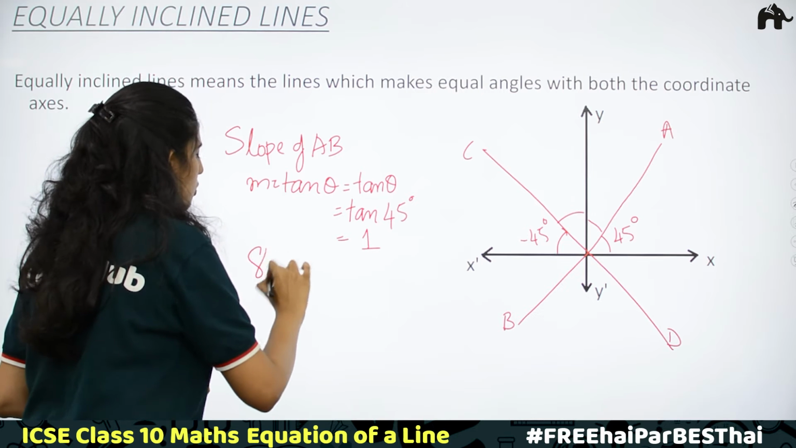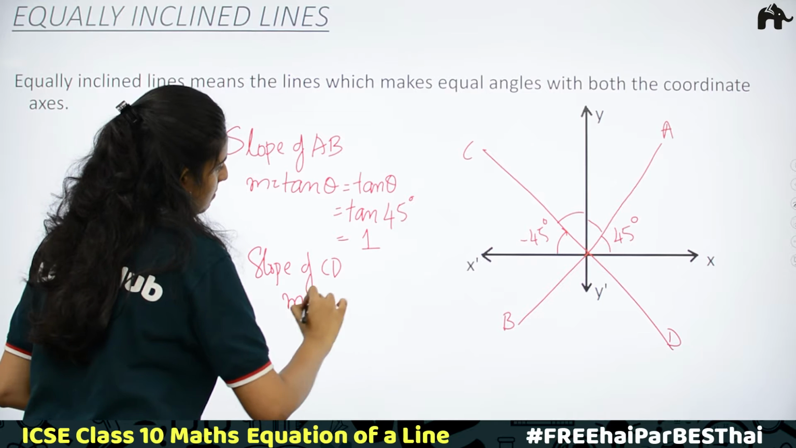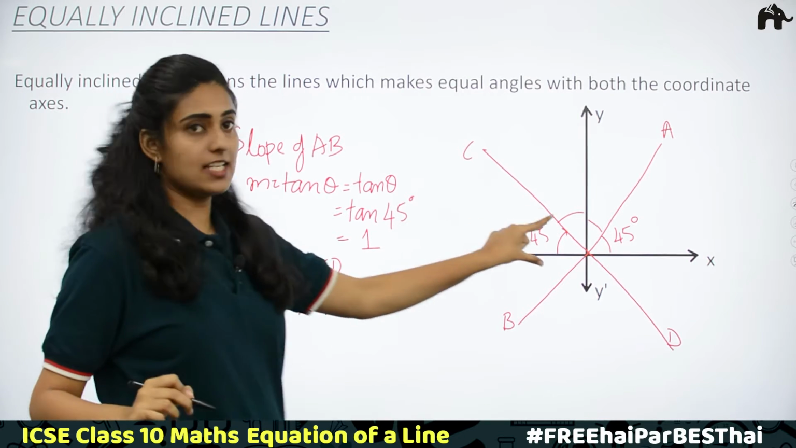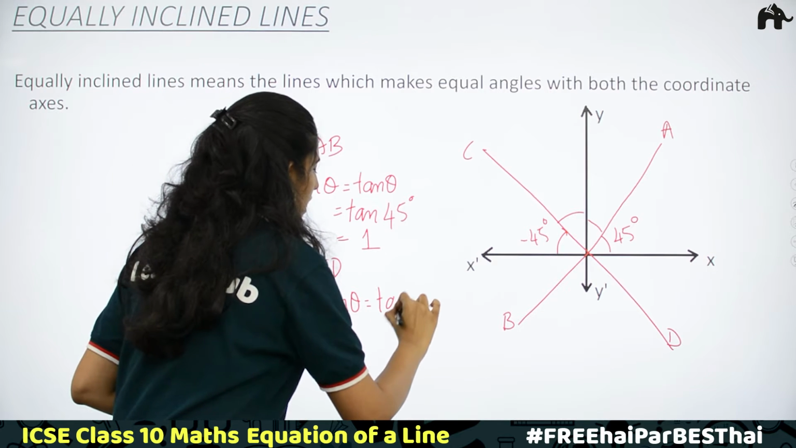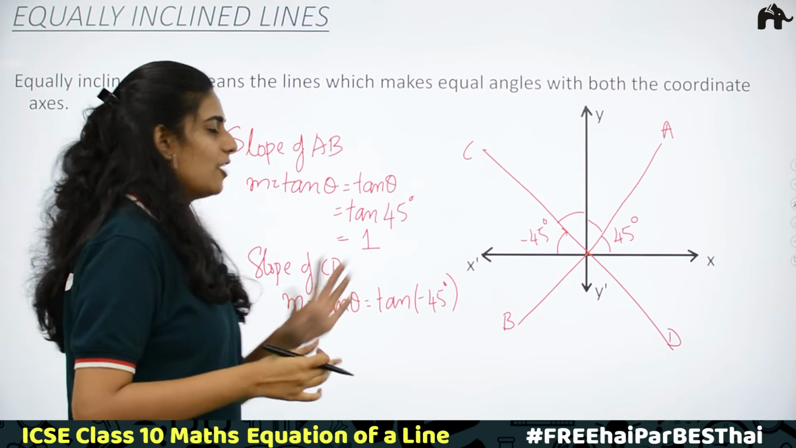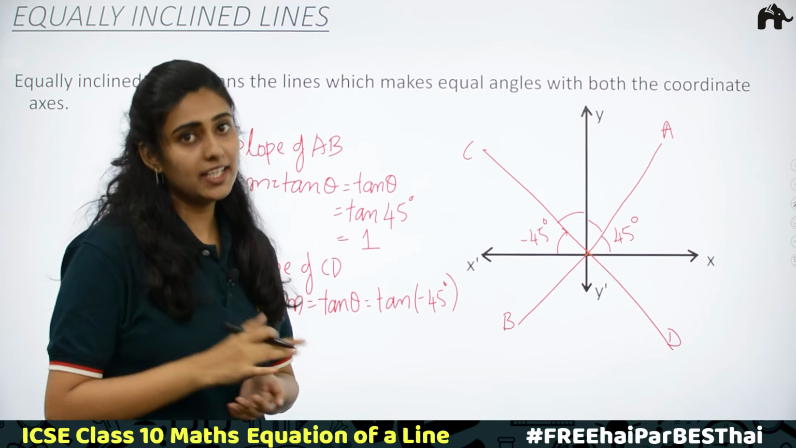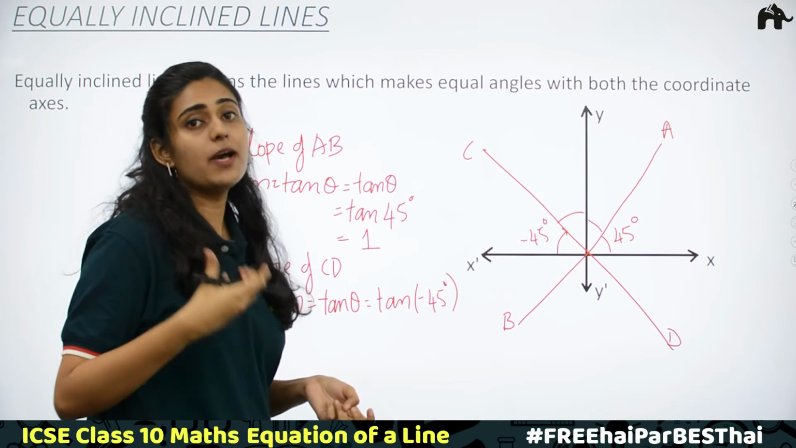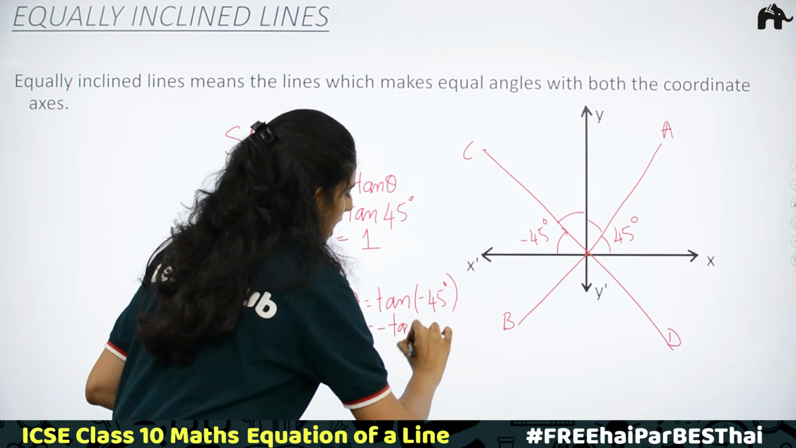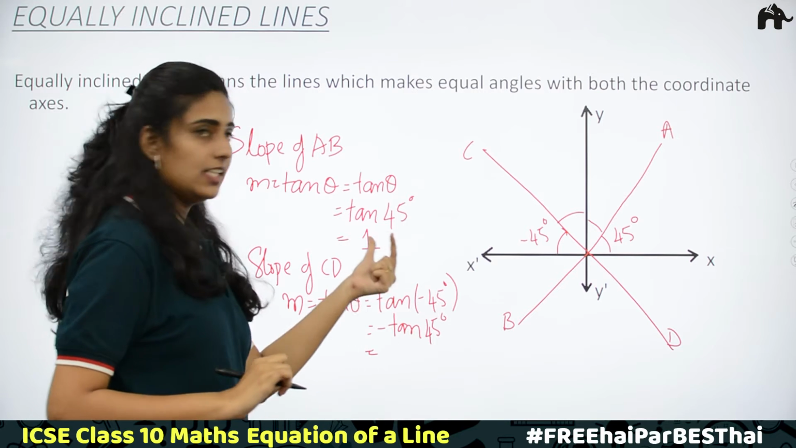Now, what about the slope of CD? Slope of CD, m is equal to, again, tan of the angle theta. Here the angle theta is minus 45 degree. Tan of minus 45 degree. What is tan of minus 45 degree? We have studied sin of minus theta is equal to minus sin theta. Similarly, tan of minus theta is equal to minus tan theta, equal to minus tan 45 degree, and the value of tan 45 degree is 1.